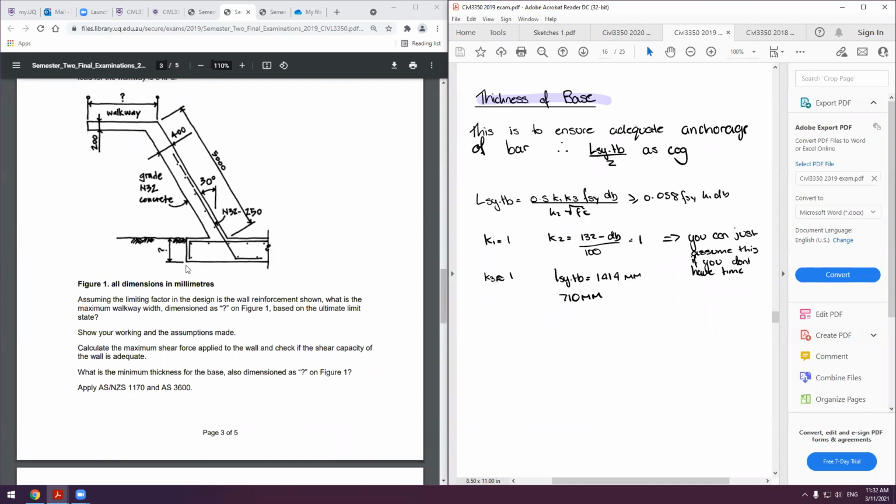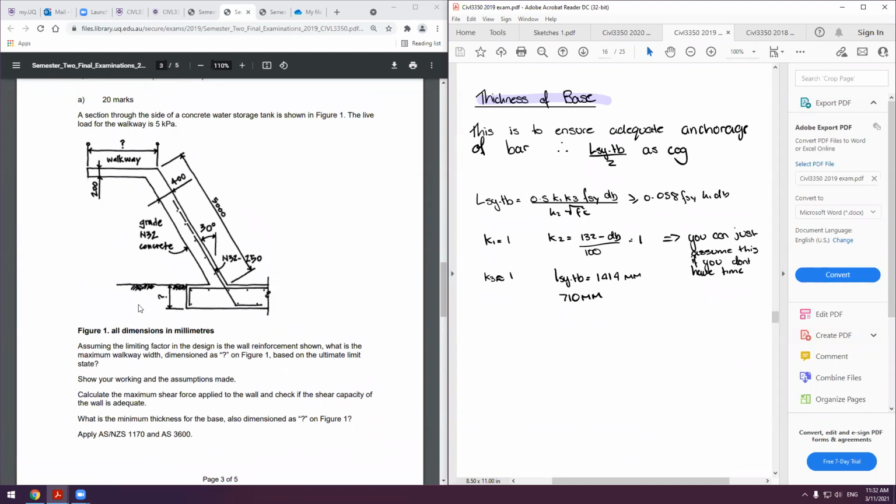That's essentially that question. The most confusing thing is calculating the forces on this structure. The rest of the question is always the same.